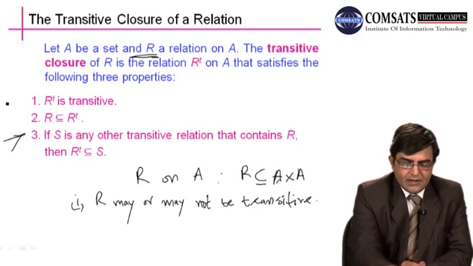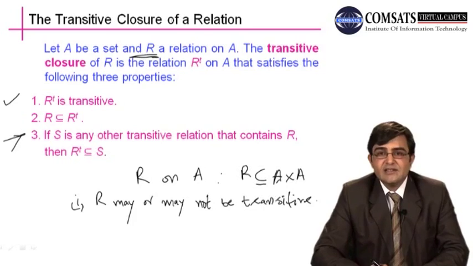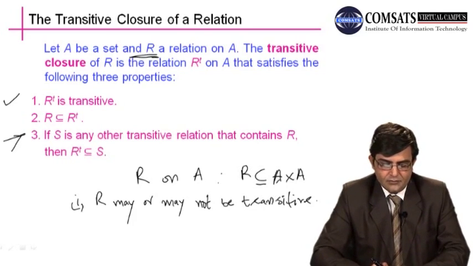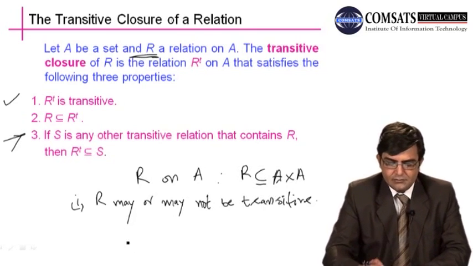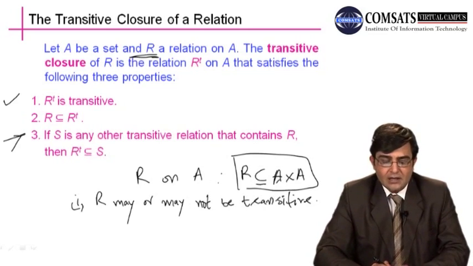The first property of R^T is that R^T must be transitive, R^T must contain R, and the third property tells us R^T is the smallest possible transitive relation containing R. That is, R^T is a subset of A cross A which contains the least elements of A cross A that make R^T a transitive relation.